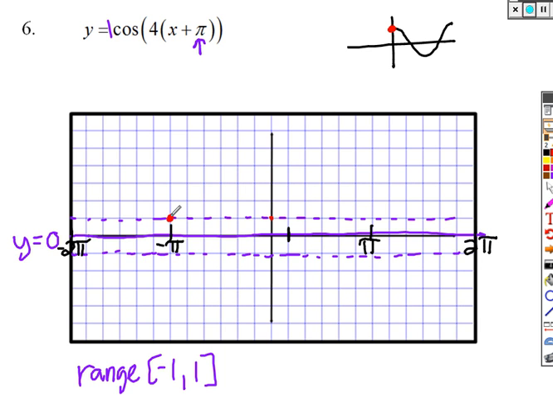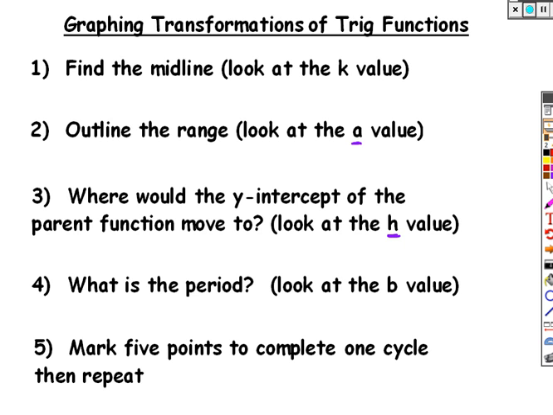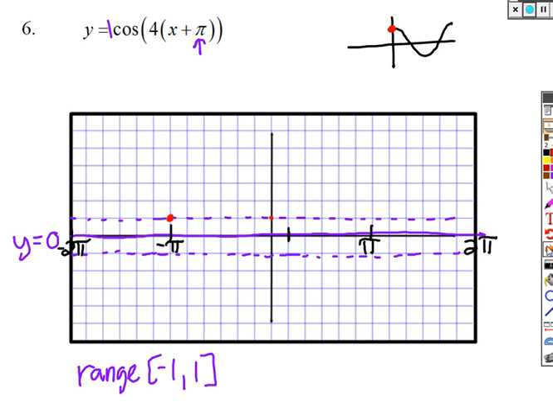And from there, next step, I want to know what the period is. So I want to look at the b value. Well, am I multiplying this angle measure by something? Yeah, I'm multiplying it by 4. So to find the period, I should take 2 pi divided by that b value. And in the end, I get pi over 2 radians.